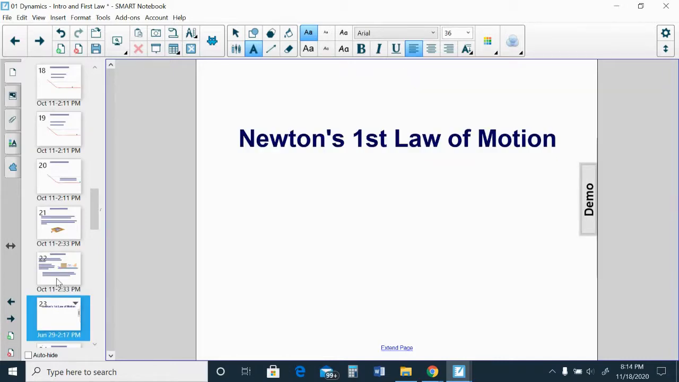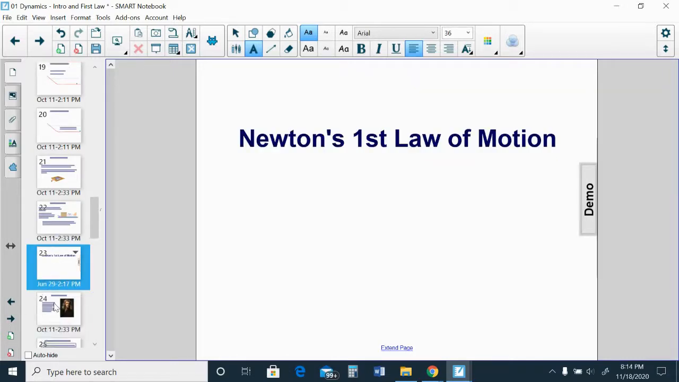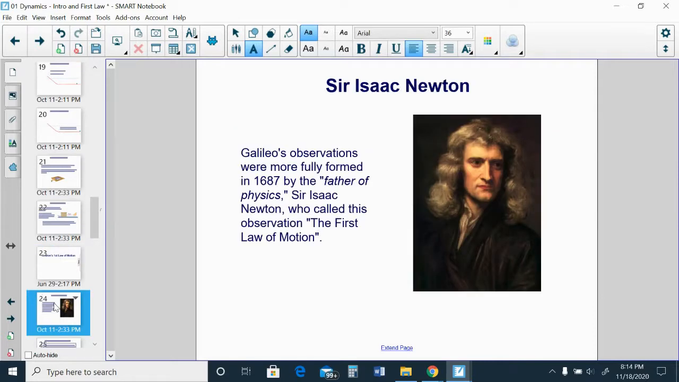So this brings us to Newton's first law of motion. So Galileo's observations were more fully formed in 1687 by the father of physics, Sir Isaac Newton, who called this observation the first law of motion.